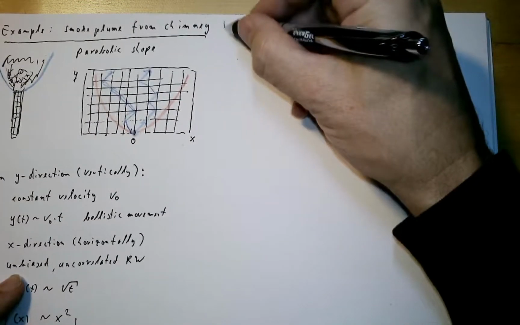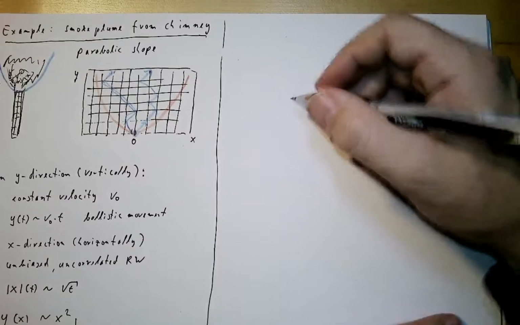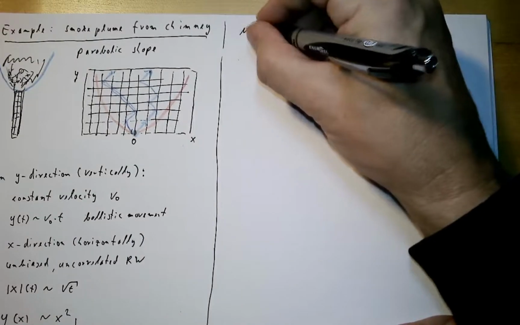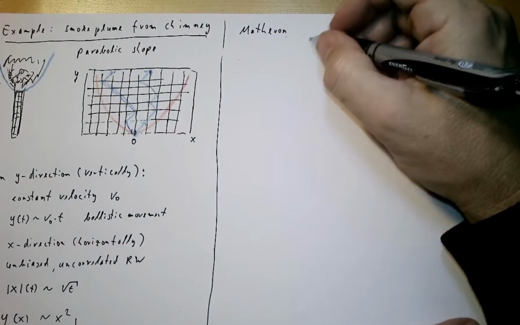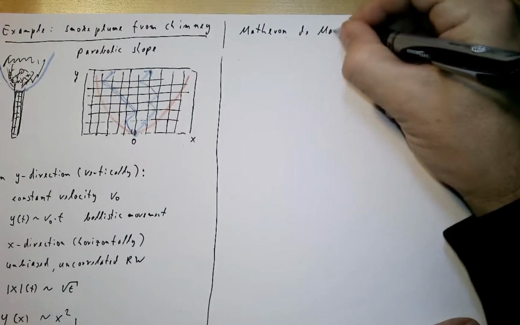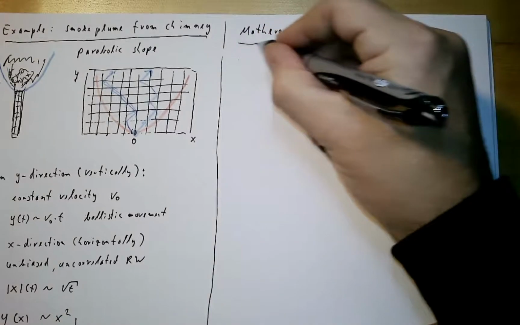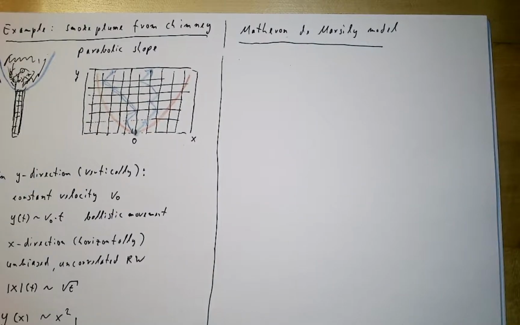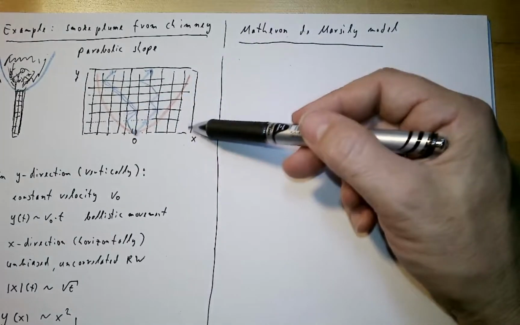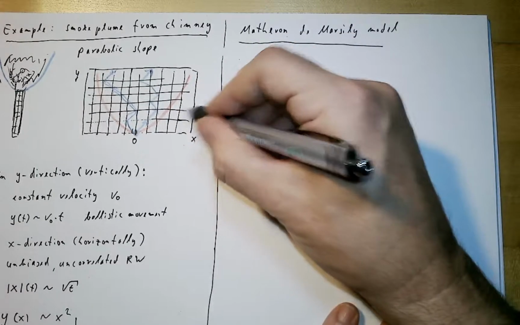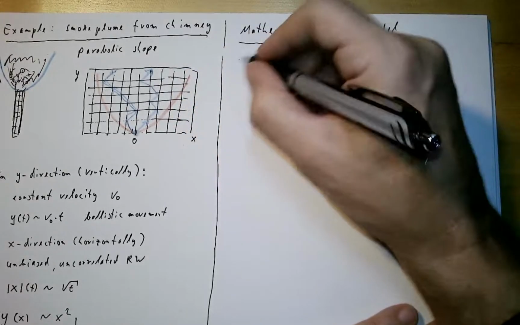Which is a slight twist. And this is the model by Matheron and de Marsily. And now we have something similar. We have a walker in such a two-dimensional lattice, but in this case we don't have smoke, we have pollutants in the groundwater.